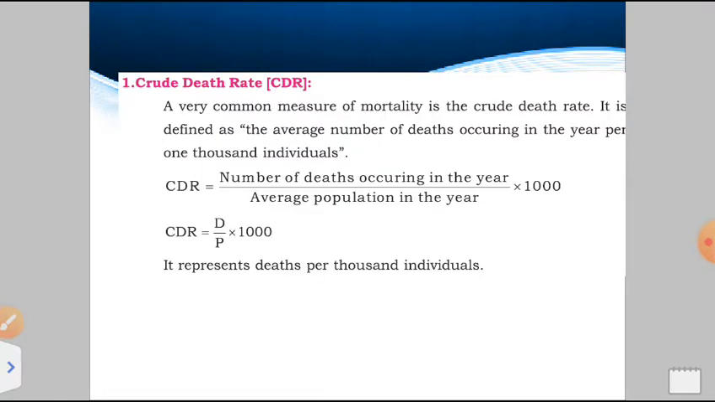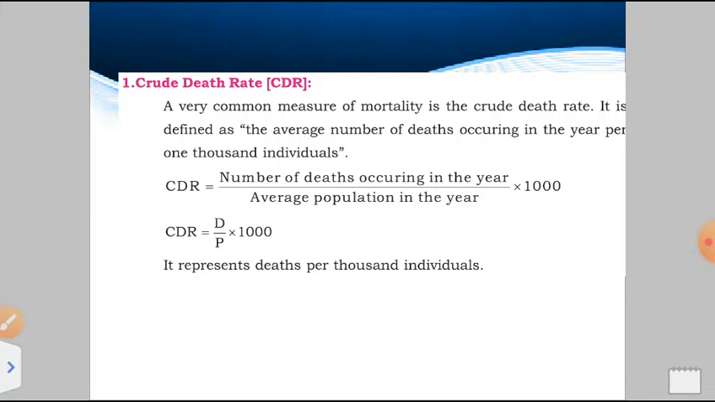The first measure is the CDR, crude death rate, which is a very common measure of the deaths occurring in a particular year. It gives us the average number of deaths that occur in a year per 1000 individuals. Till now you must be habitual that every time we are finding a rate we have to multiply by 1000. So CDR, the crude death rate, is the total number of deaths occurring in a year divided by the average population in a year.